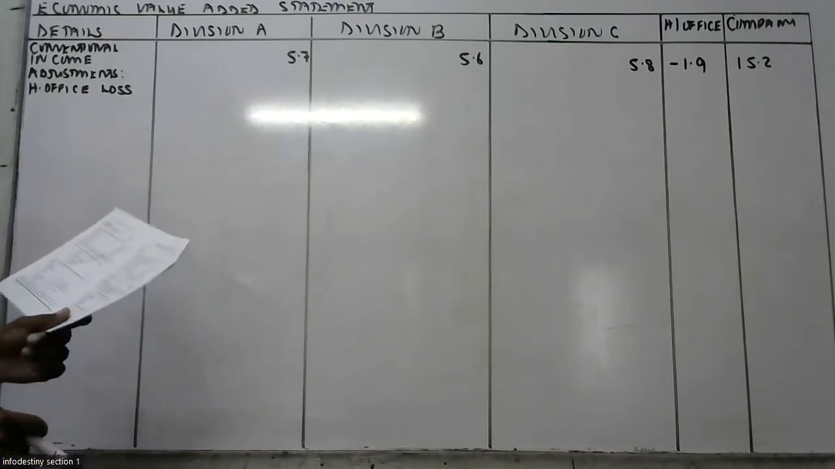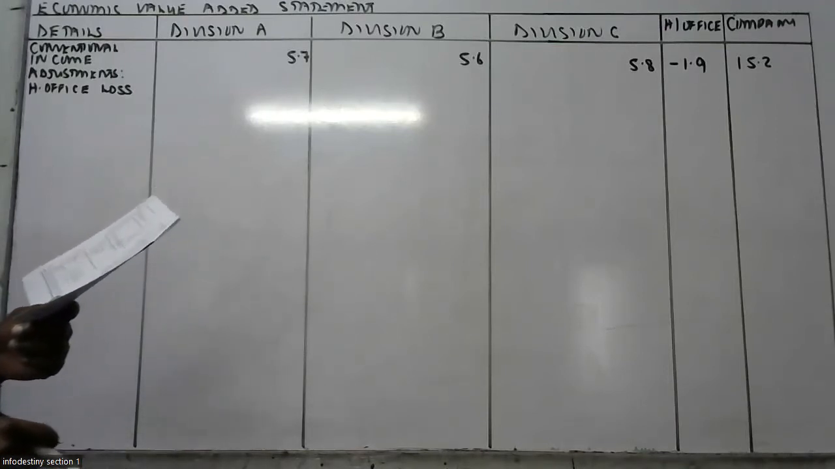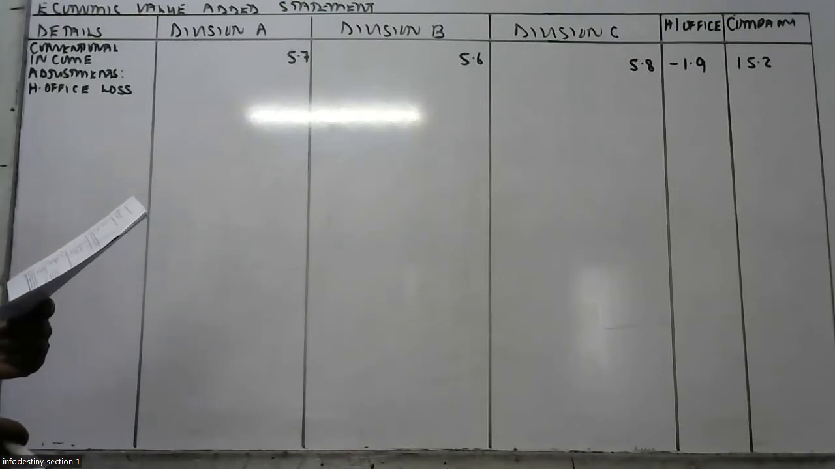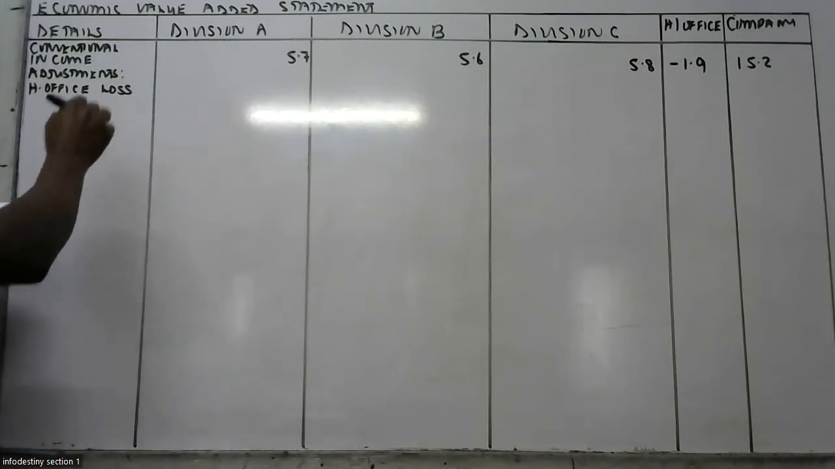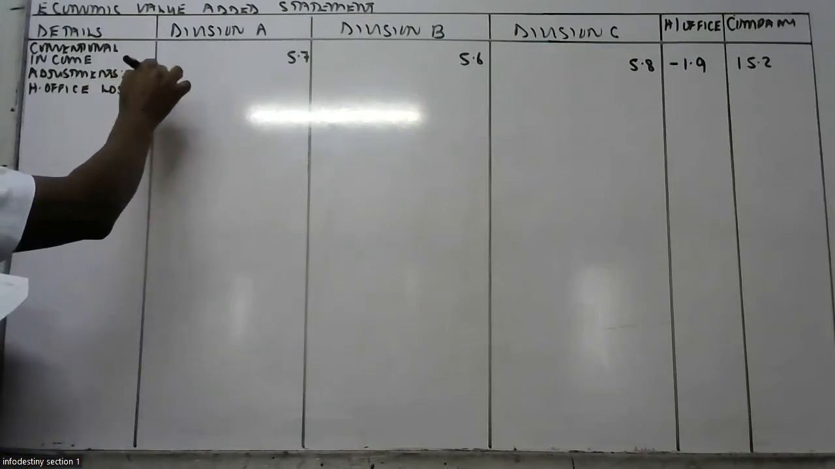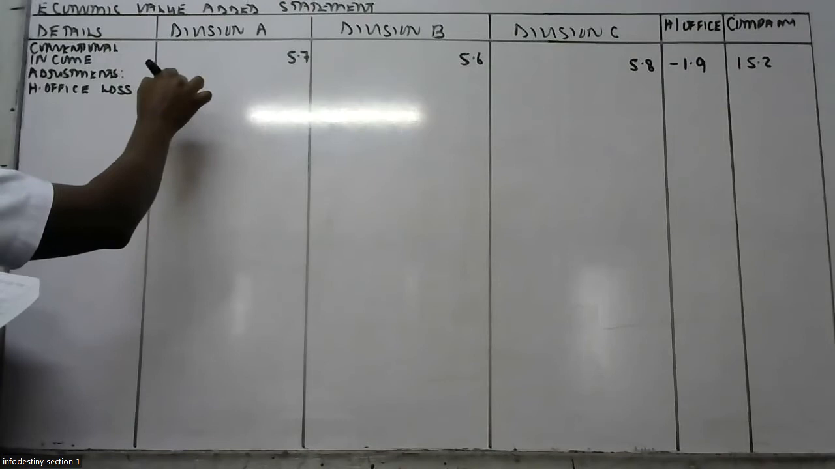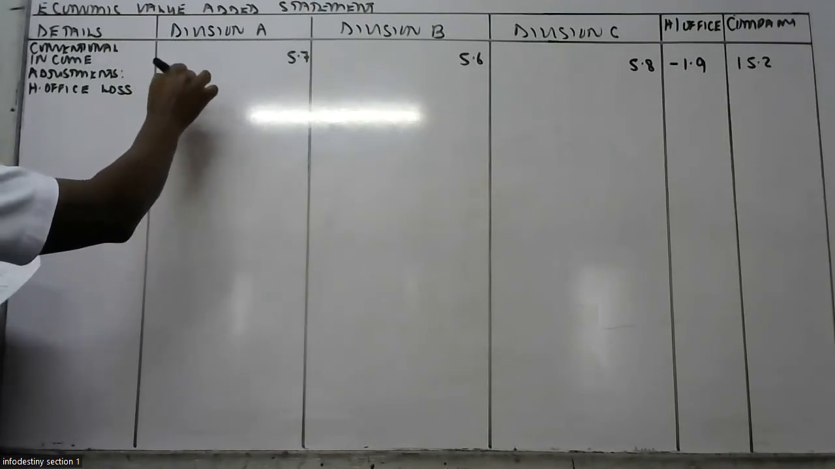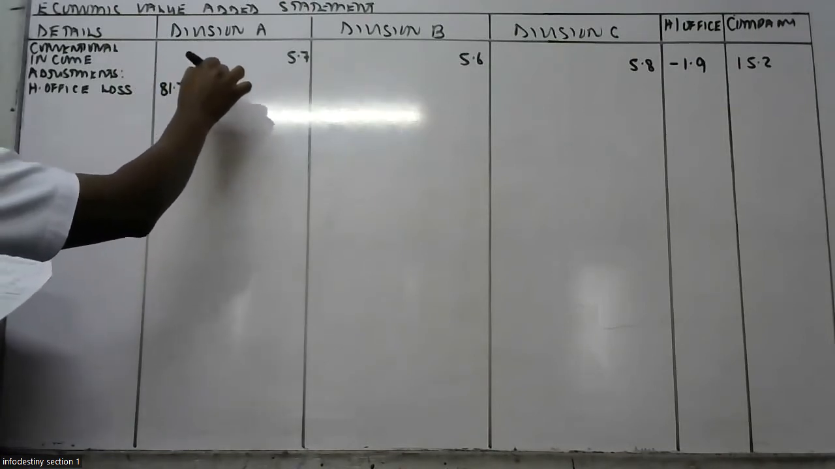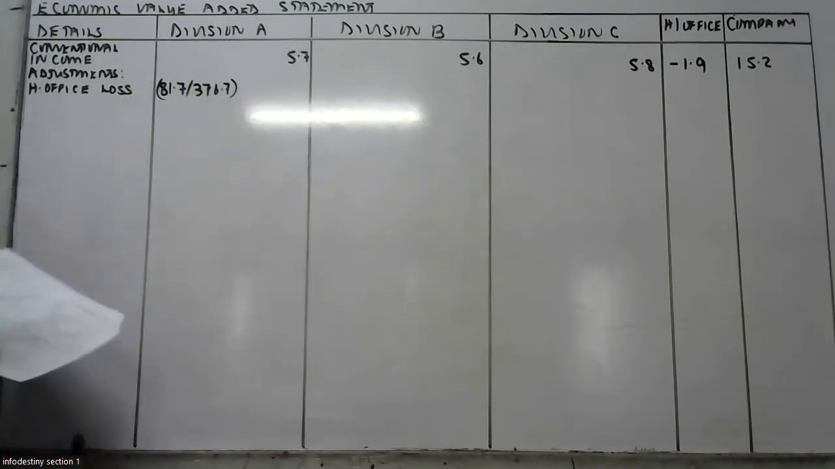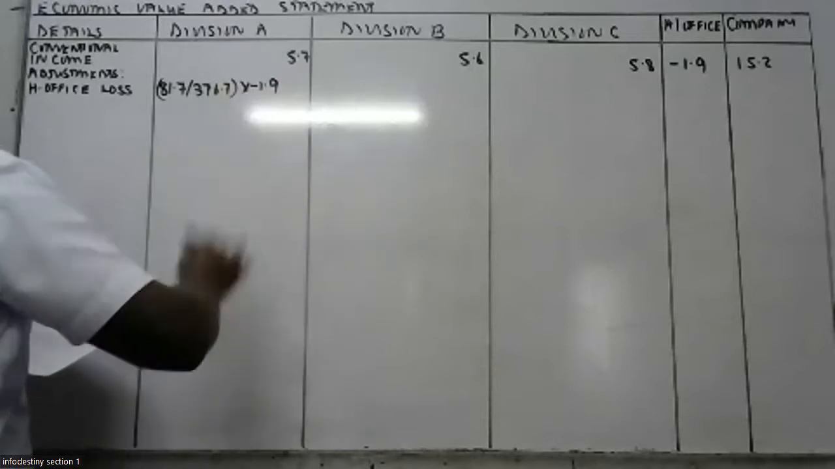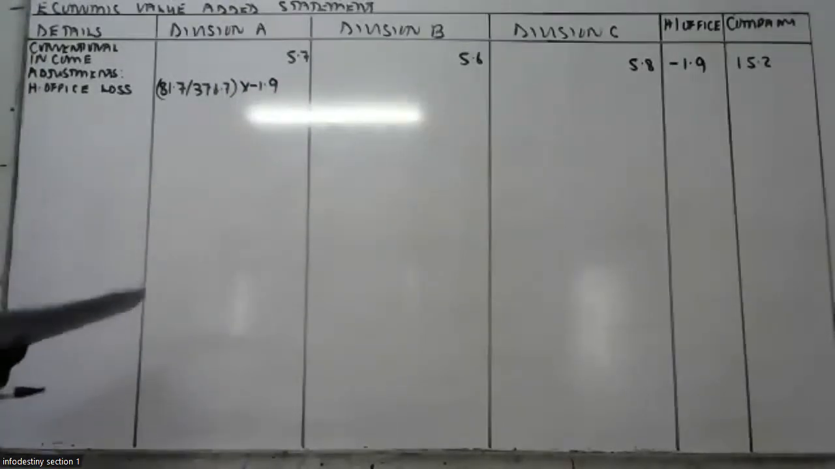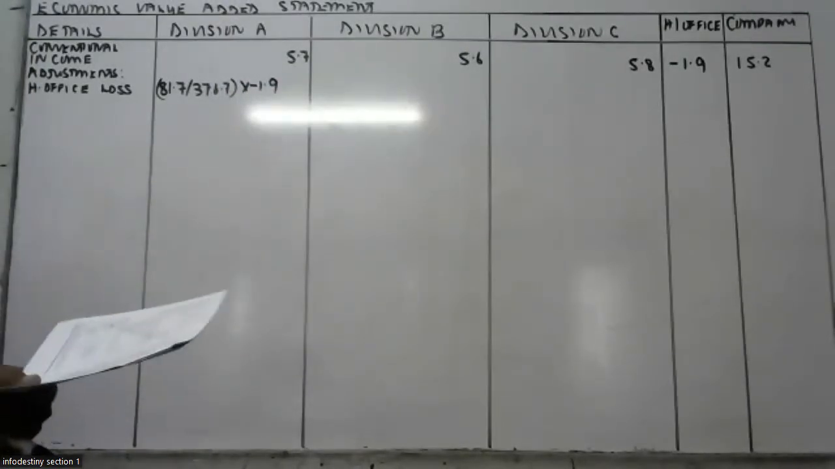So the turnover that will be used will be like this. You can see turnover again in the table up there. We have 81.7. You divide this by 376.7. You multiply by minus 1.9. I think for the interest of space, you will have the working somewhere.